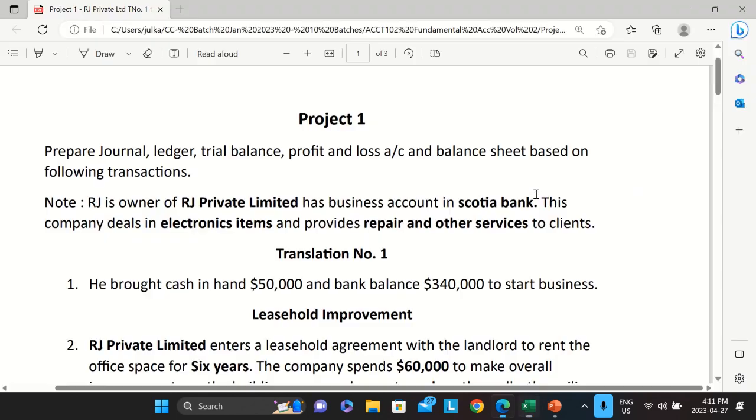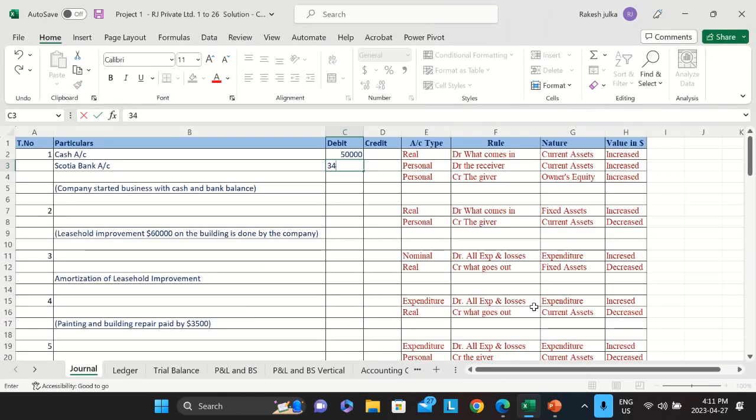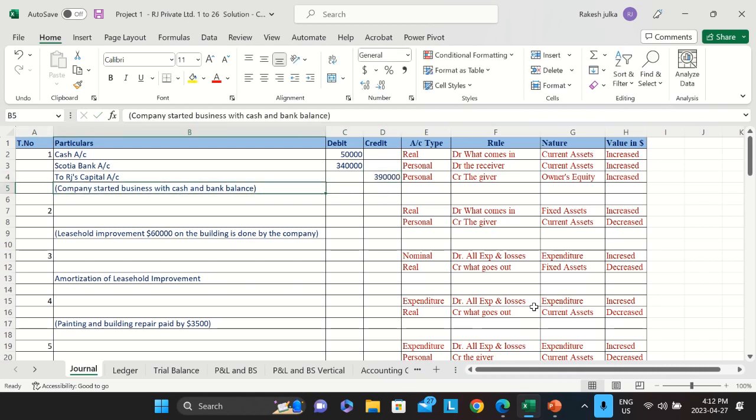So how much money are they bringing? So the money is $340,000. So here I'm just going to type $340,000. And who is the owner? What is the name of the owner? This is RJ's. So I'm just going to write RJ's capital account. So the amount here will be $390,000. So the narration will be: the company started a business with the cash and bank balance.